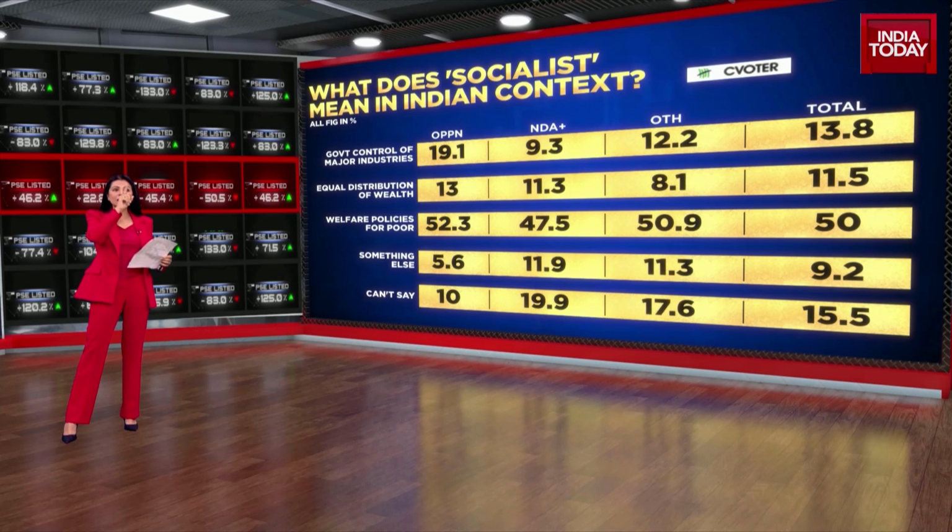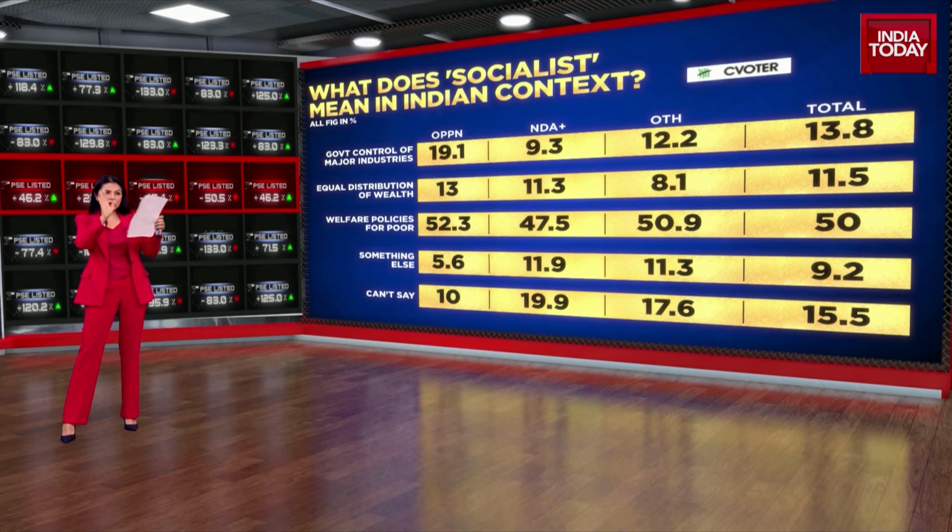That's interesting. 52.3% of opposition voters feel this is the meaning of the word socialist, which is welfare policies for poor. 47.5% of NDA voters say there's not really much difference. Others, about 50.9%, feel the same. Overall, 50% of the people feel that the word socialist means welfare policies for poor in the Indian context. You can see the fine print there.